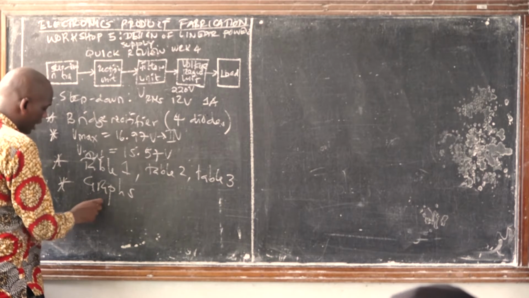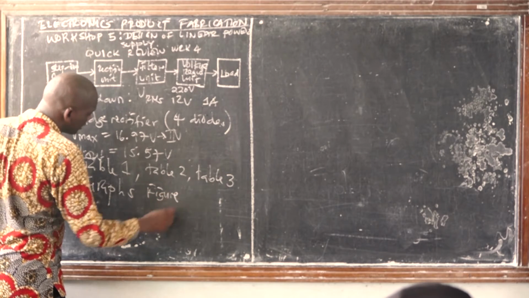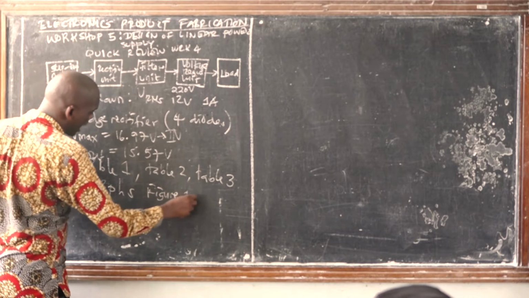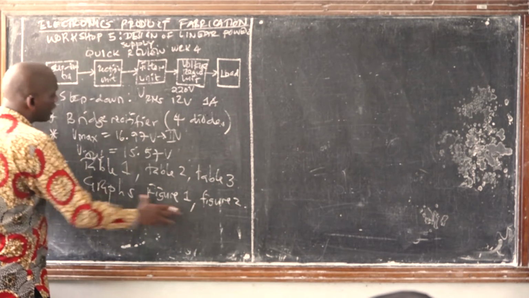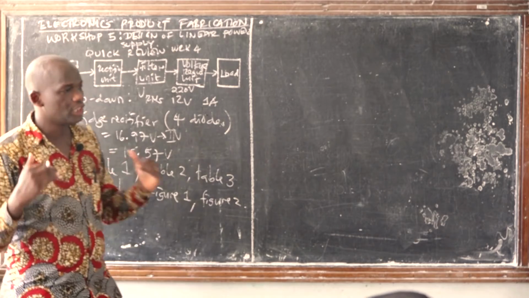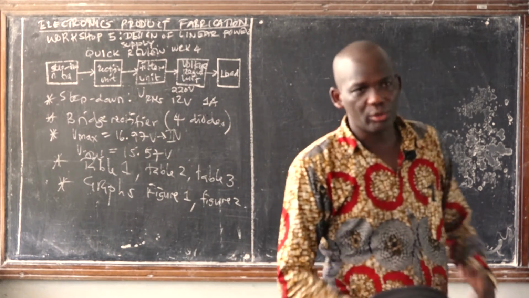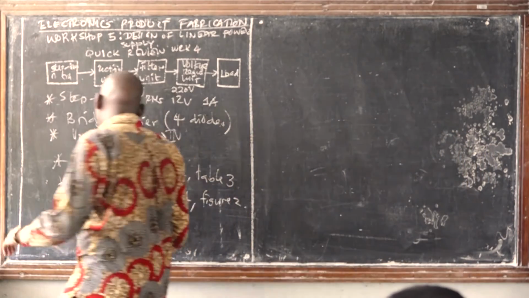We have also been discussing graphs. Figure 1 presents the input voltage to the step-down transformer and the output voltage. Figure 2 represents the graphs of the input to the rectifier unit and the output of the rectifier unit. We have discussed a lot of information, but finally I left the homework.